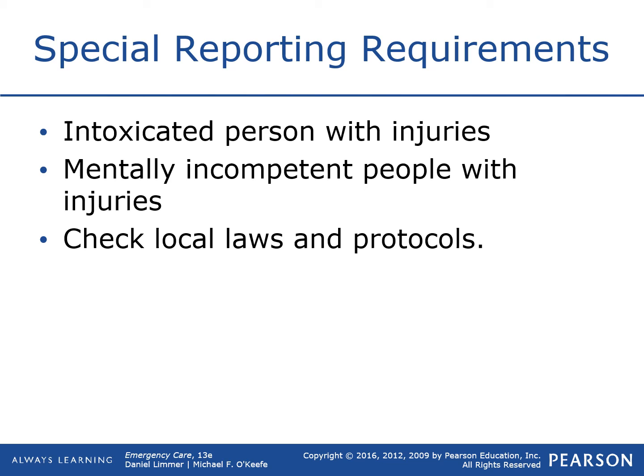So some intoxicated persons with injuries, you should be reporting to police, and some mentally incompetent people with injuries. So this could be someone who has mental retardation, lives in a group home, and you notice that they have a lot of bruising on them, or they have evidence of some sort of assault. That's something that we should be reporting to the police and possibly to the Office of Social Services. Definitely to the hospital. Report any suspicious activity.